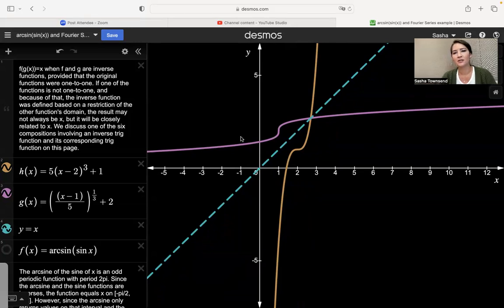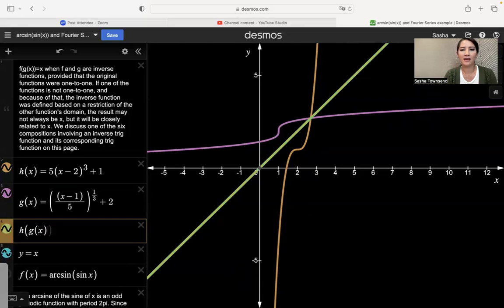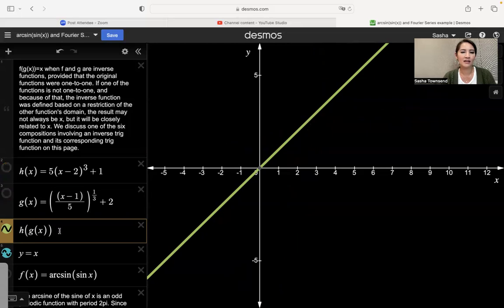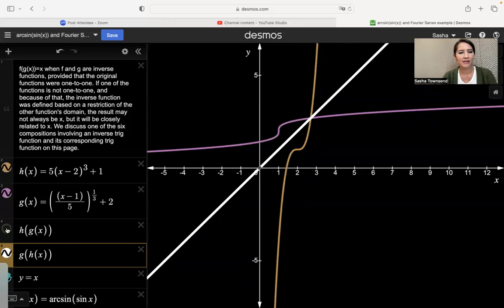So if we take the composite h of g of x or g of h of x, we should just get x back, because all of those operations really do undo each other, and they just return x. So we see that if we compute h of g of x, we just get y equals x. And if we have Desmos compute g of h of x, we just get an x back. We could do all of that on paper, but I won't emphasize that now. But that's the idea. When your functions are actually 1-to-1, when you take the composite function, you get x.